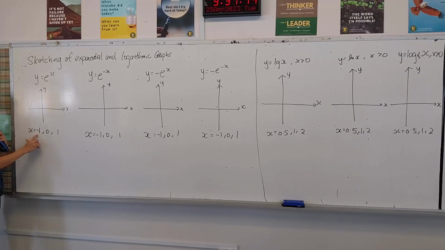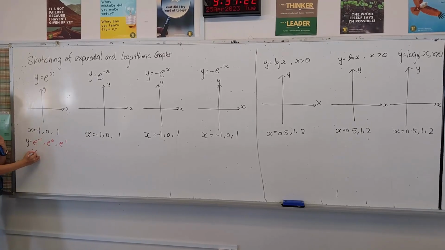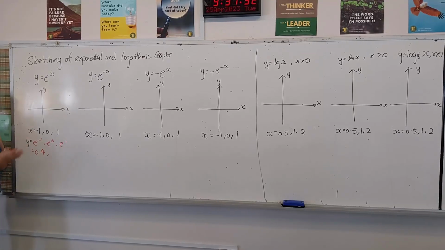So what does it mean here? It means that I want y equals e power negative 1, e power 0, and e power 1. What will the answer be? 0.36 something, right? E power 0 is 1, and e power negative 1 is 0.36 something. I just put 0.4. I just need a rough idea of the value. This is 1, and then this is 2.7, right?